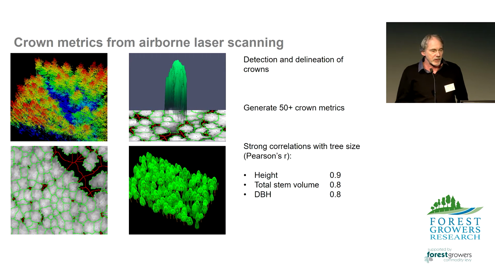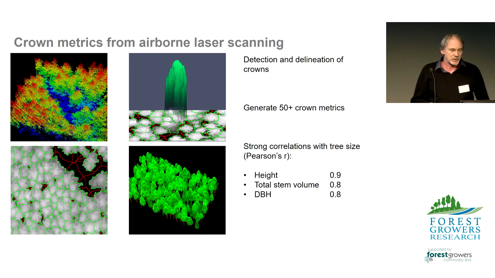So the basis of our approach is to take LiDAR, as you see there at the top left, point cloud. You saw that in Robin's talk. We have methods to identify and delineate the individual tree crowns within that LiDAR. So that's the image in the bottom left there. And then we can analyse each of those tree crowns in terms of being a three-dimensional shape and generate a large number of metrics characterising each tree crown. So we typically generate of the order of 50 metrics.